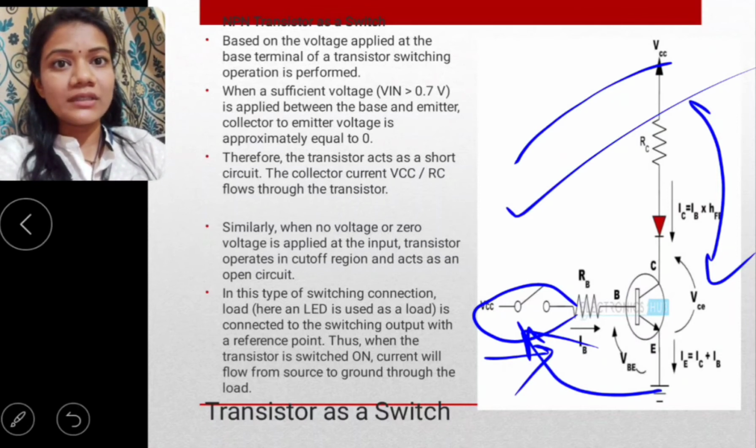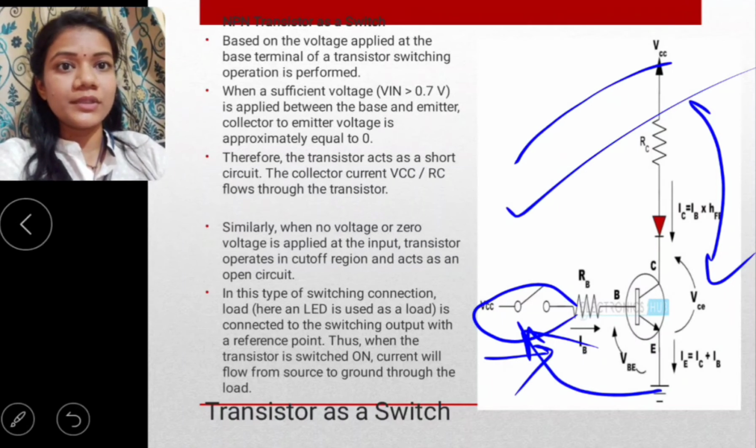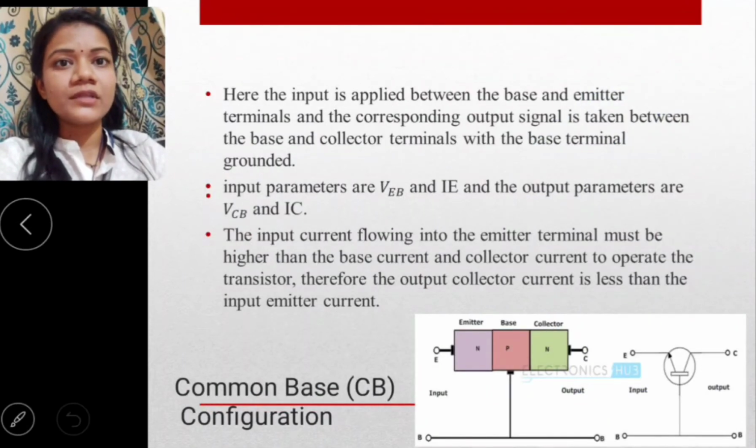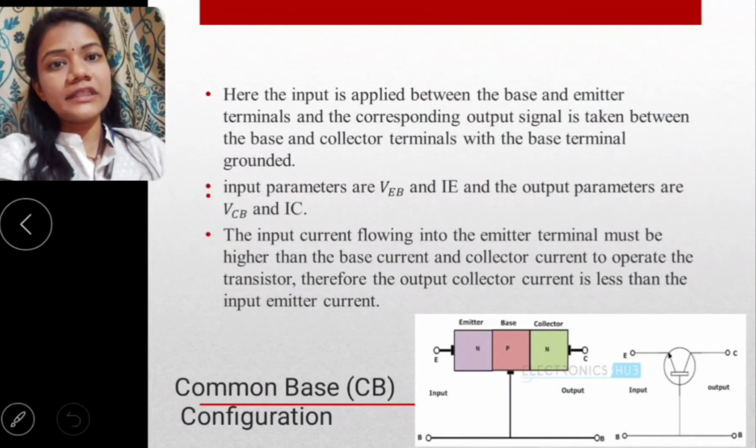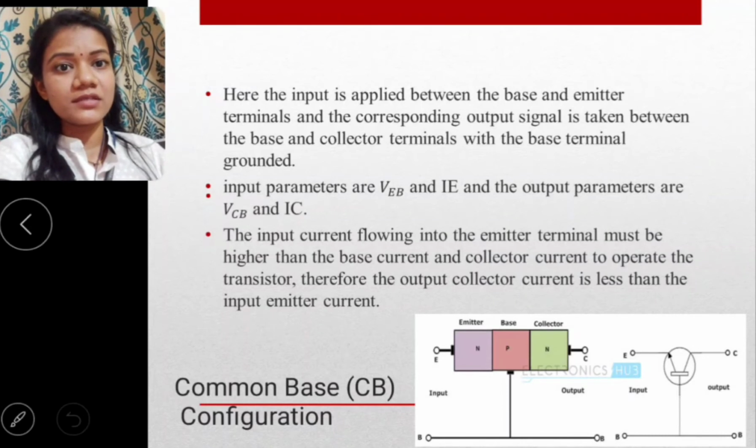So, if your transistor is switched on, then current will flow from source to ground through the load. Okay, so this is the operation. Now in transistors, our next point is configurations of transistor. There are three configurations of transistor.